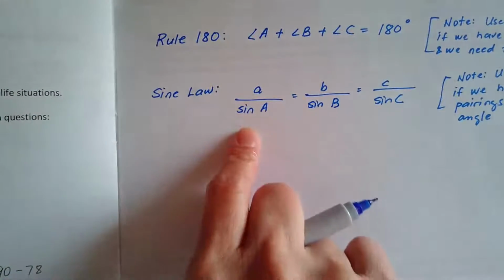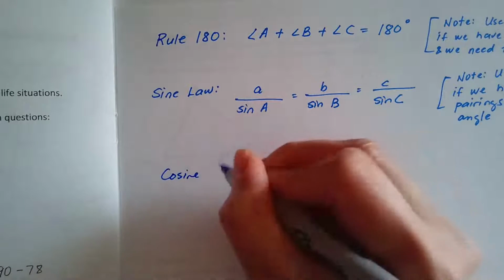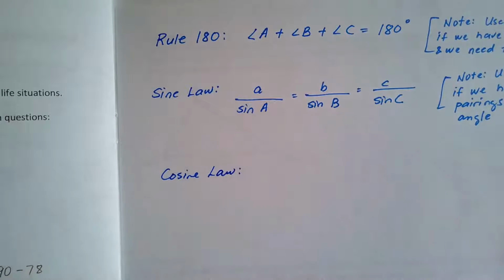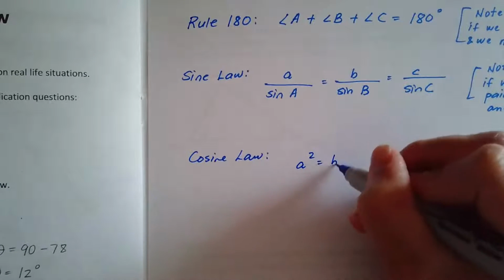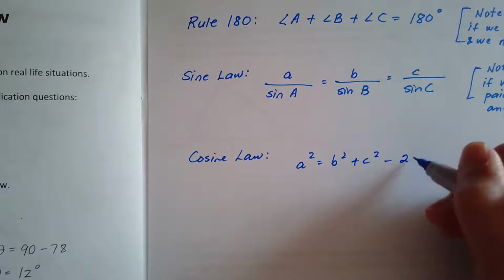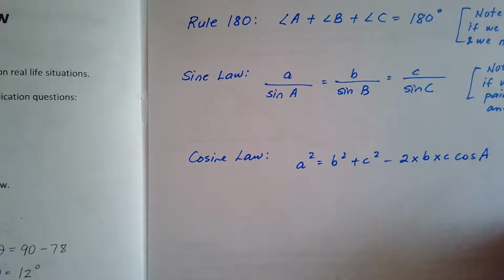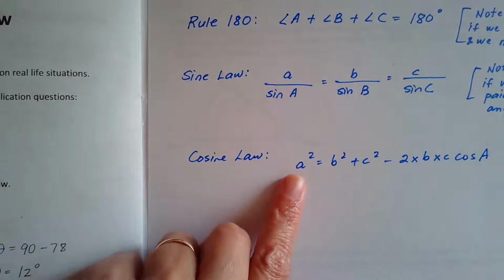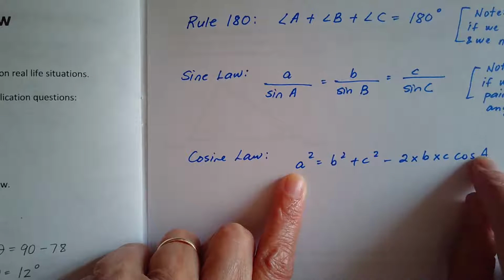Now, what about the other one? Cosine law, we have two possibilities. The cosine law: A squared equals B squared plus C squared minus 2 times B times C times cos of angle A. So if this is side A, we end with angle A.